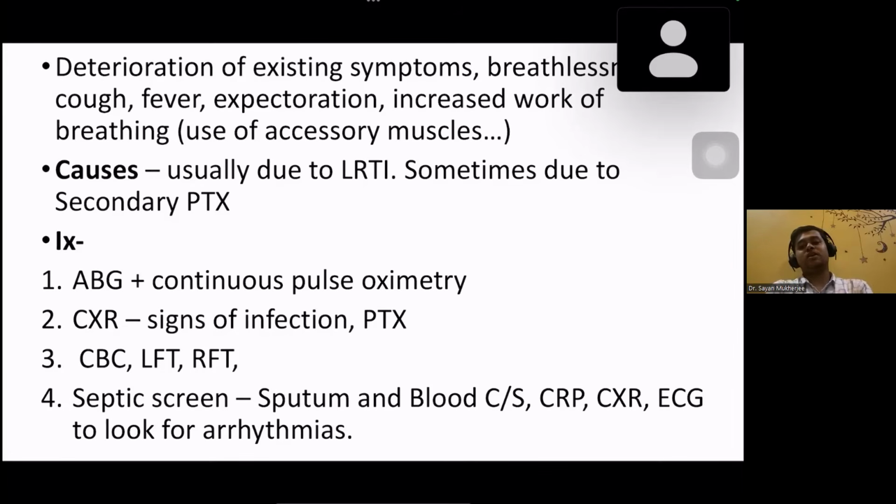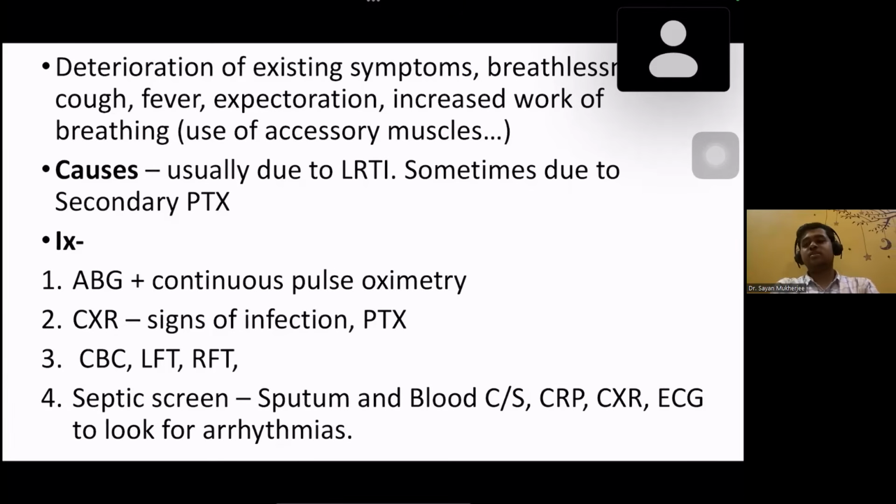So again, you perform certain investigations, just like the asthma exacerbation. You take an ABG, you take a chest X-ray, and send routine investigations. And now, since we are suspecting an infective exacerbation of the COPD, do a septic screen. That is, take his blood and do a culture, take his sputum and do a routine microscopy and a culture, and check his CRP. So these are certain things you check for any form of infection. CRP would be elevated in an infection, and the sputum culture would show any bacteria that are in his sputum, so that we can give antibiotics accordingly.